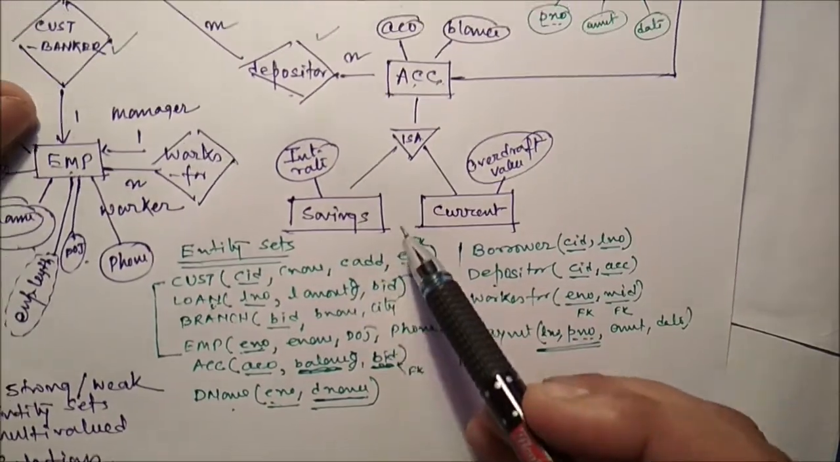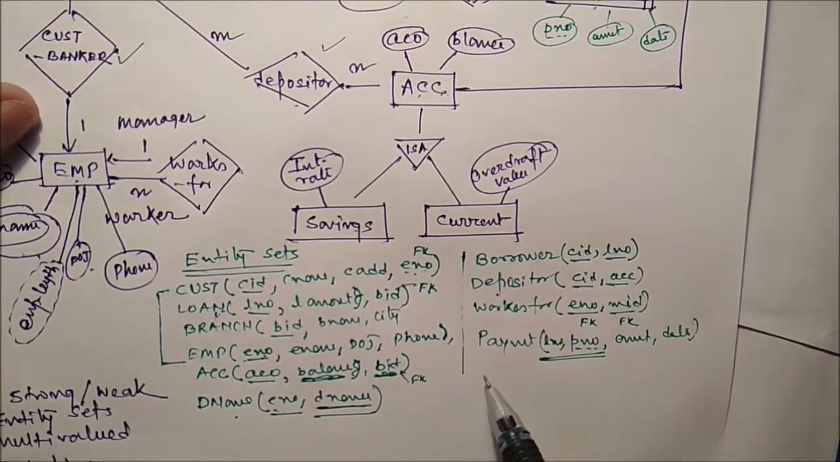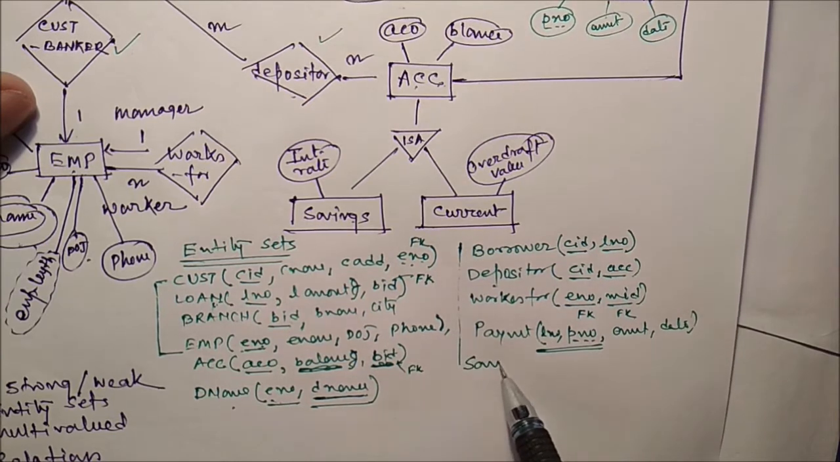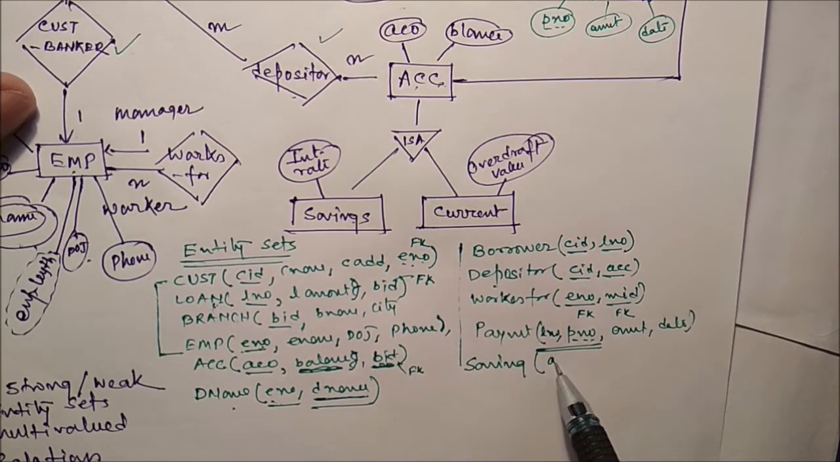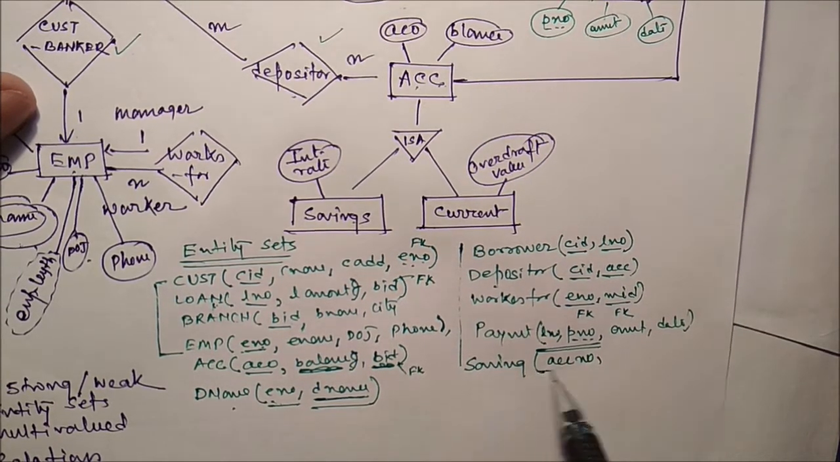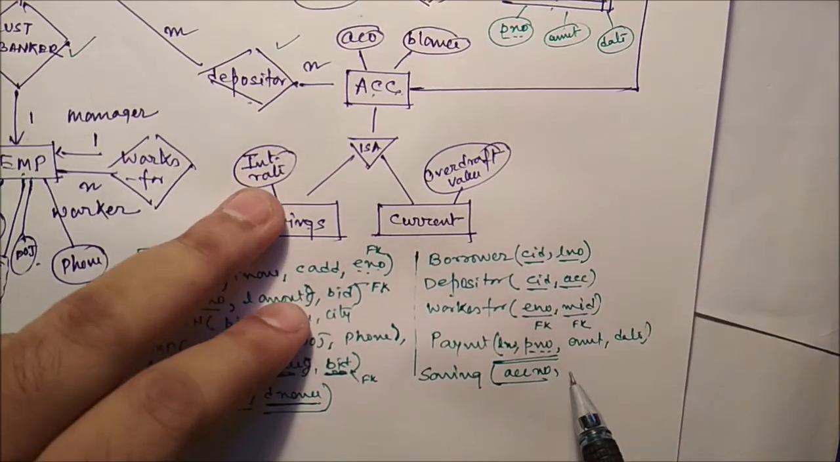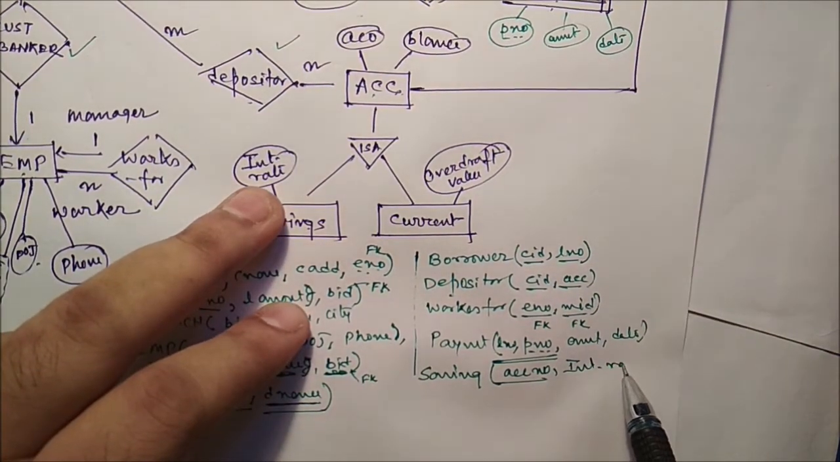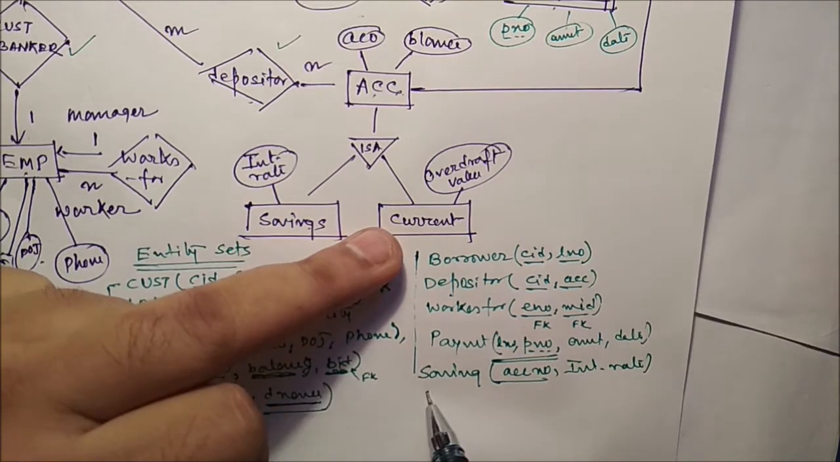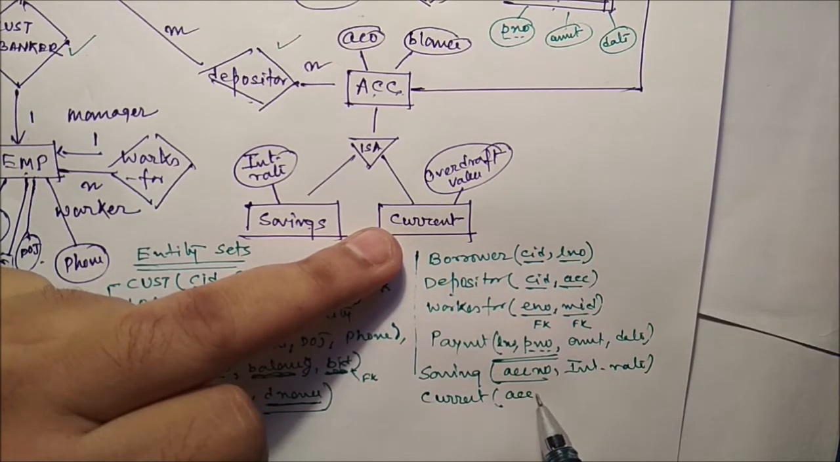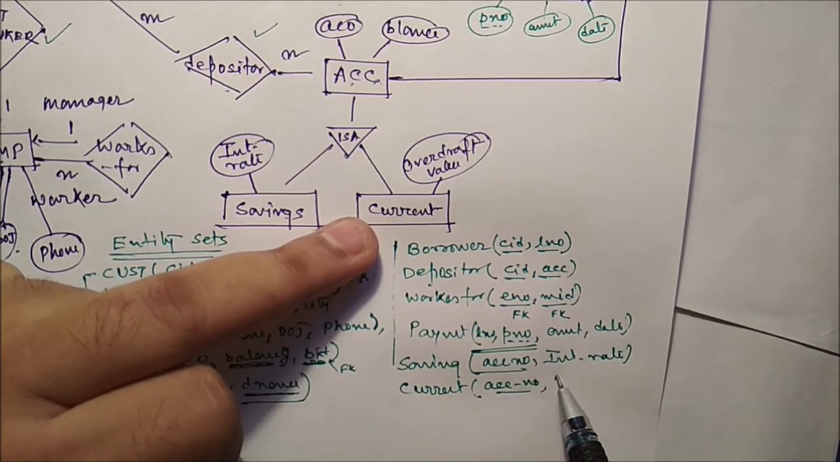Generalization is there, saving and current. Now for saving we need a table. So here account number should be the primary key, and here I have to write interest rate. Next, current, we need another table for current account. So account number is the primary key, and here it is overdraft value.